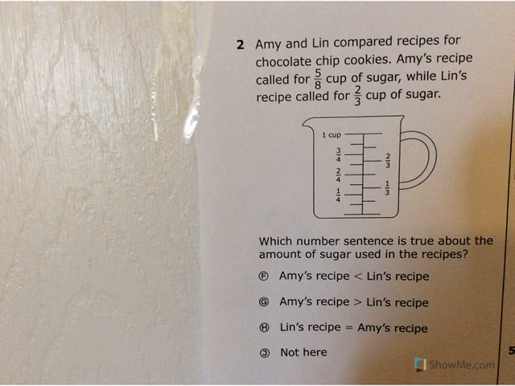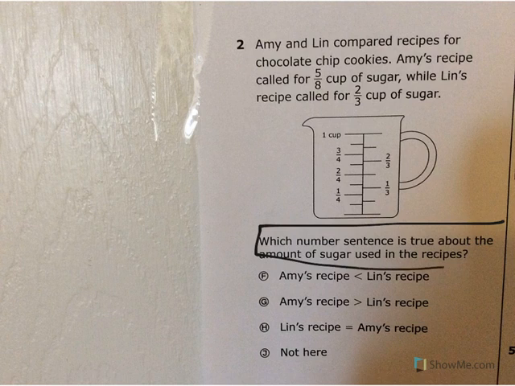Okay, question number 2. Amy and Lynn compared recipes for chocolate chip cookies. Amy's recipe calls for 5/8 cup sugar, while Lynn's recipe called for 2/3 cup sugar. Which number sentence is true about the amount of sugar used in the recipe? So we're going to box in this question. Basically we need to check our answer choices and see which one is a true statement. So Lynn had 2/3 cup, Amy had 5/8 cup.